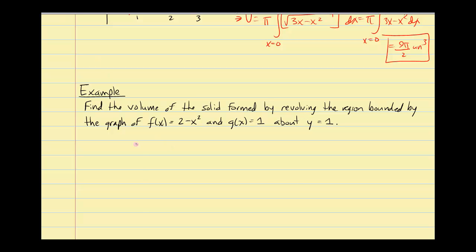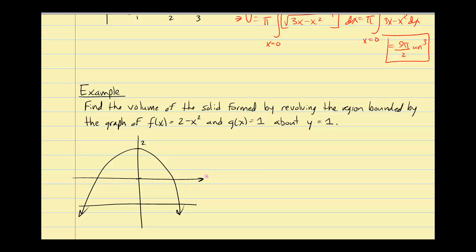So to start with, a curve sketch is going to be nice. So 2 minus x squared is a parabola opening down with its vertex at 2. g of x equals 1 is the line y equals 1, so that's the line y equals 1. So what I'm trying to do is to take this region right here and rotate it about the line y equals 1.